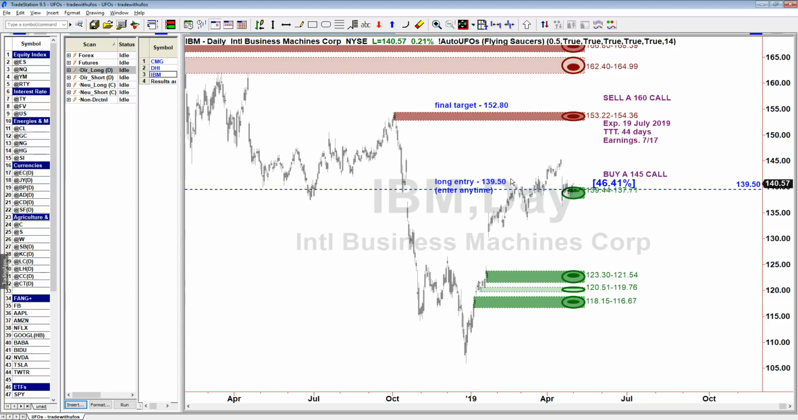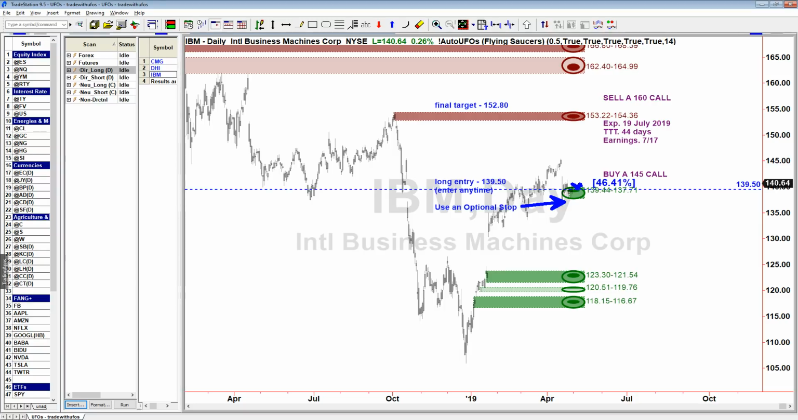I repeat myself one more time. Take the profit at 152.8, and then you could optionally use an optional stop. Okay, located below this UFO.